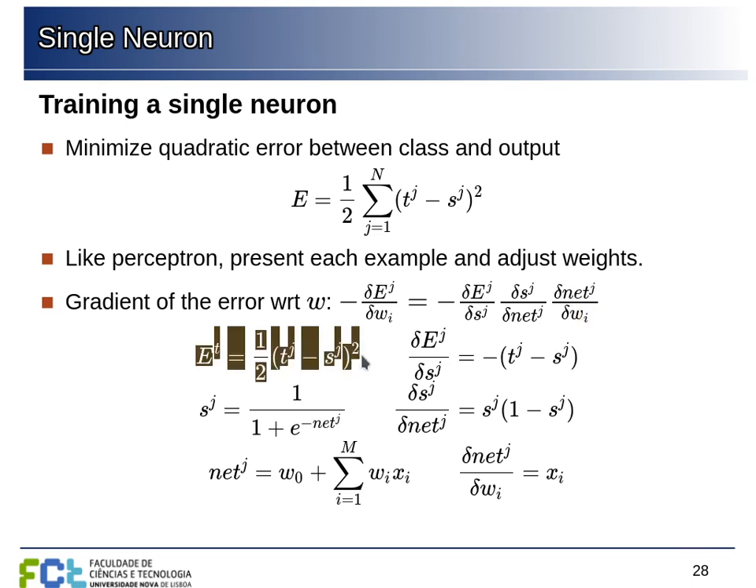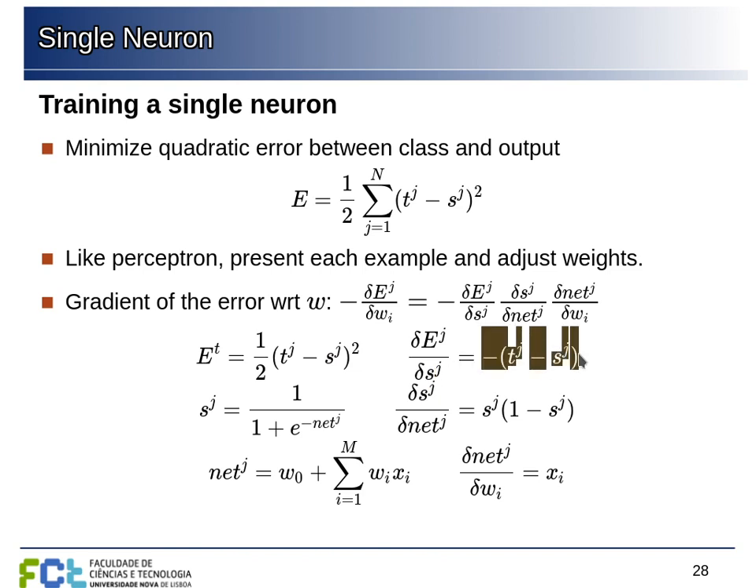So this is the error function for the example J. We compute the derivative of the error function with respect to the output of the neuron, and we get this.